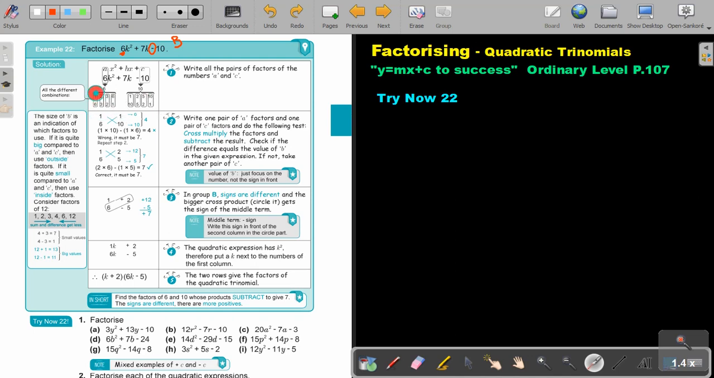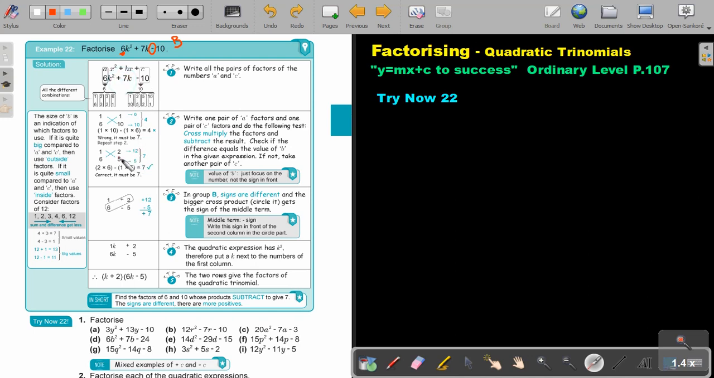Then I just pick one on this side, pick one on this side. And remember, it's group B, so I subtract. So 10 minus 6, that's 4. It's supposed to be 7. So I go on to the second one. So it's 5 and 12. 12 minus 5, oh, that's 7.